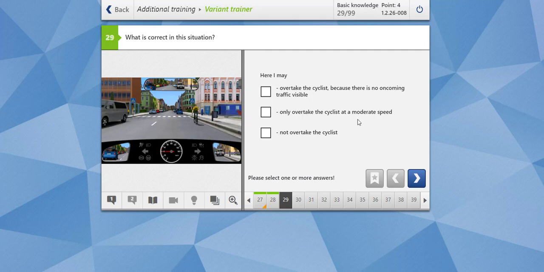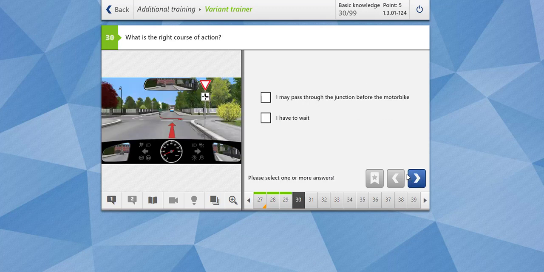Only overtake the cyclist at a moderate speed? No. Not overtake the cyclist? This is the correct option because there is a pedestrian crossing approaching. So you should not overtake the cyclist. Let's look at the answers. Our answer is correct. What is the right course of action?